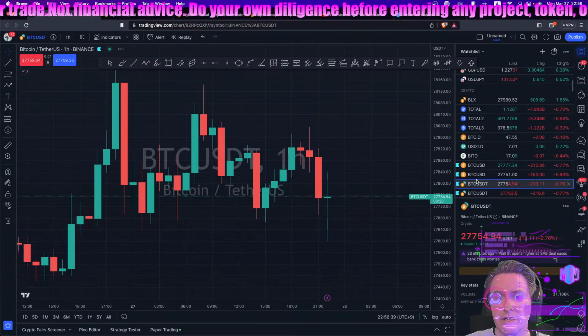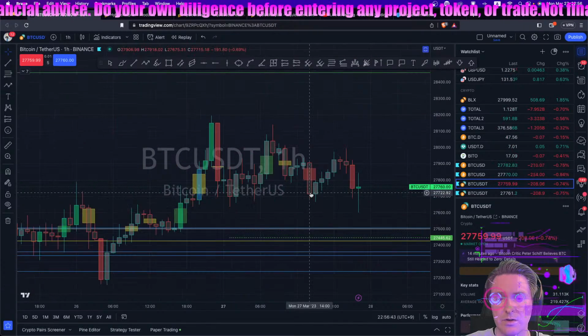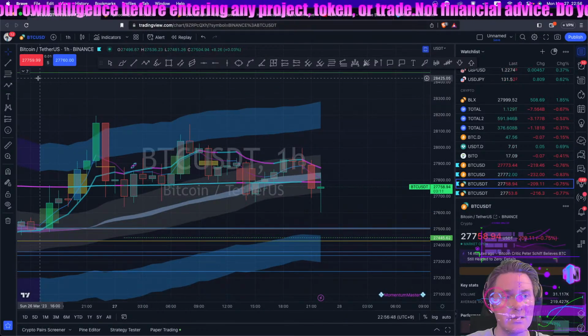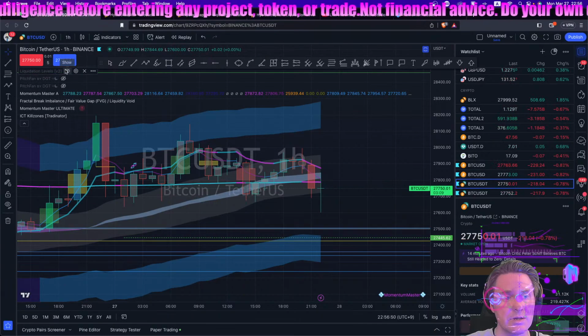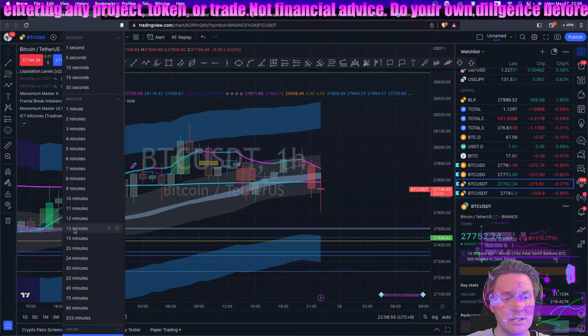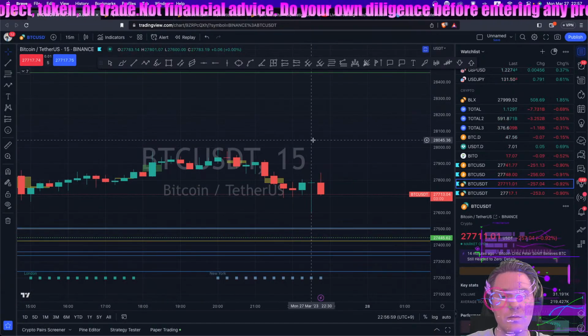BTC, we're going back down again. So the Monday, false move Monday shenanigans, knocking out those 100x guys on both sides by the looks of it. Let's just turn on the liquidation levels again. My indicator's not loading because of the internet. Let's go to the 15-minute and take a look. Load, please.